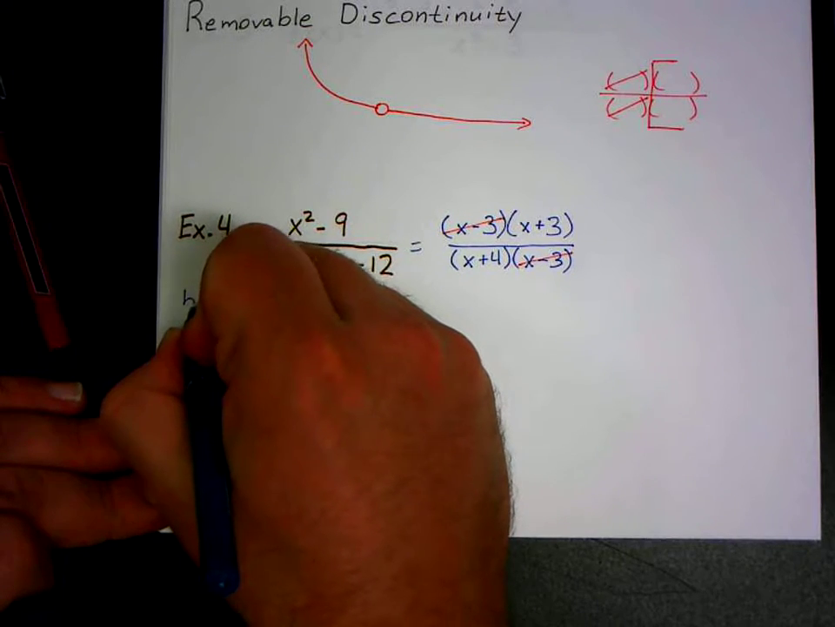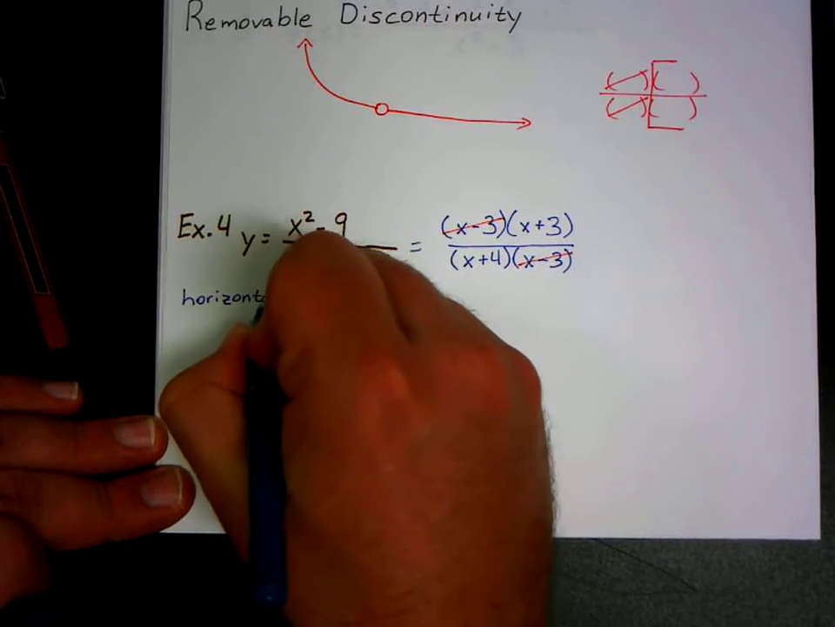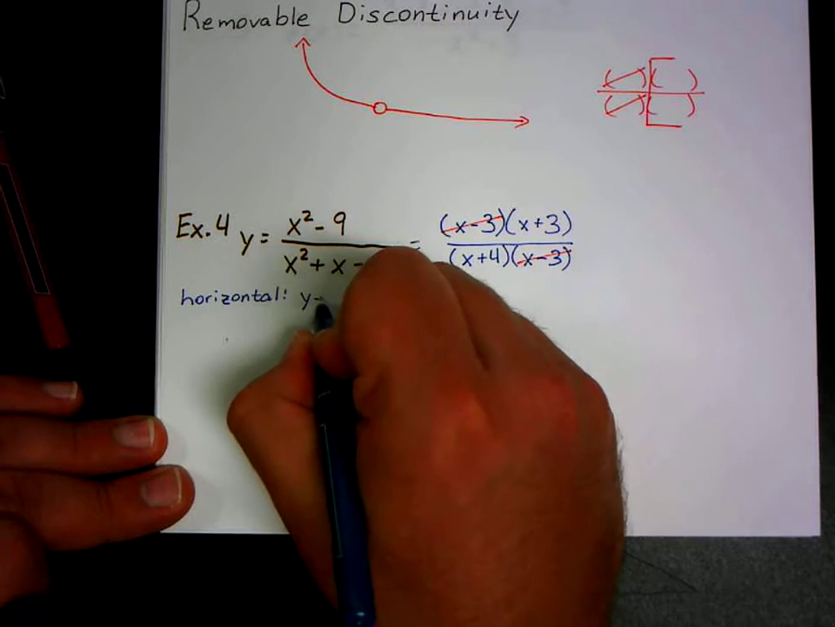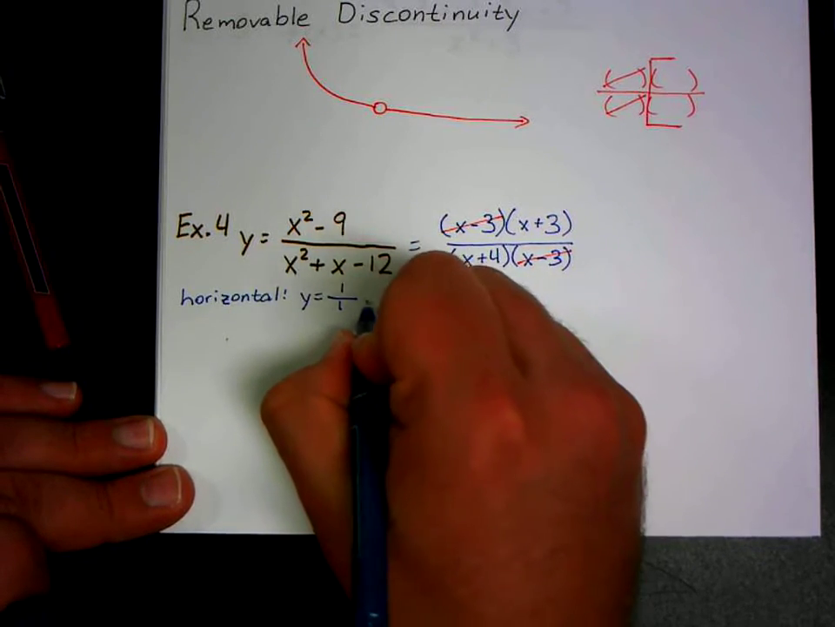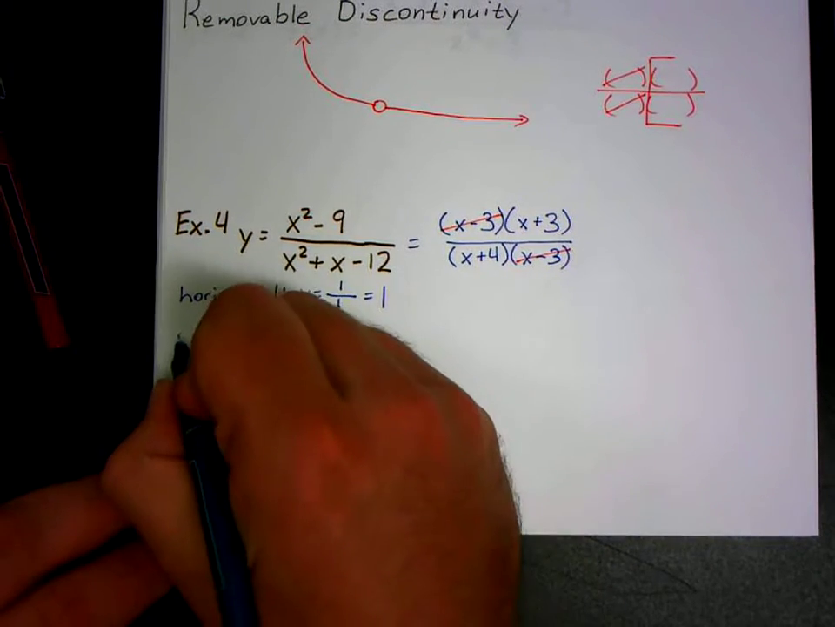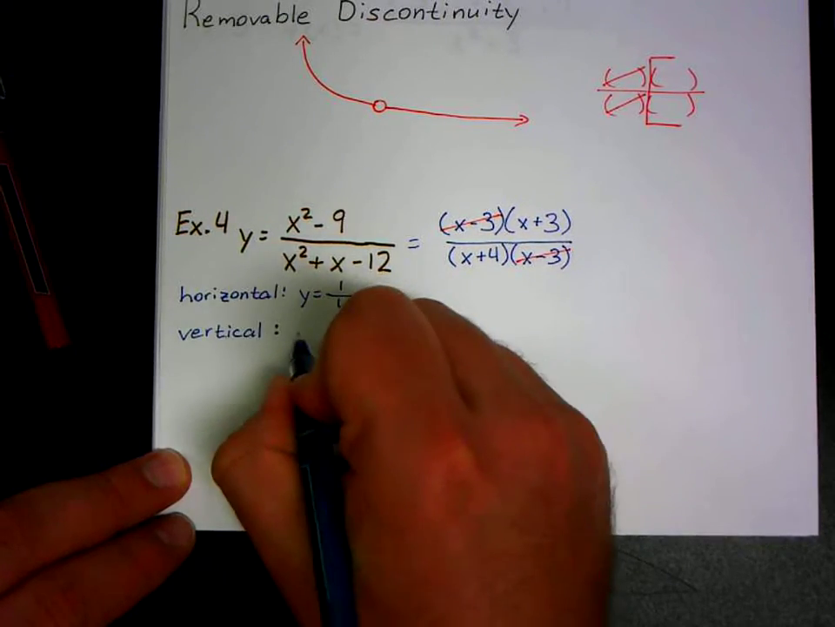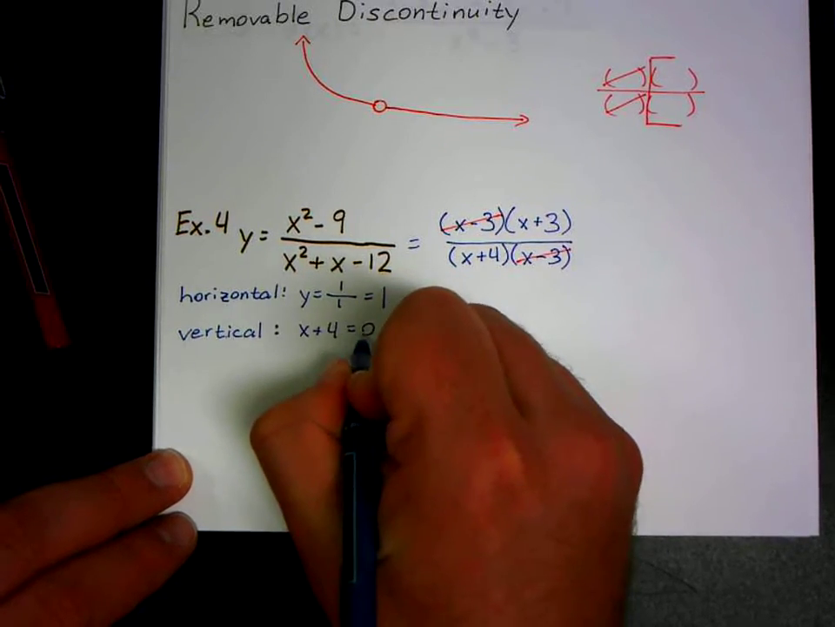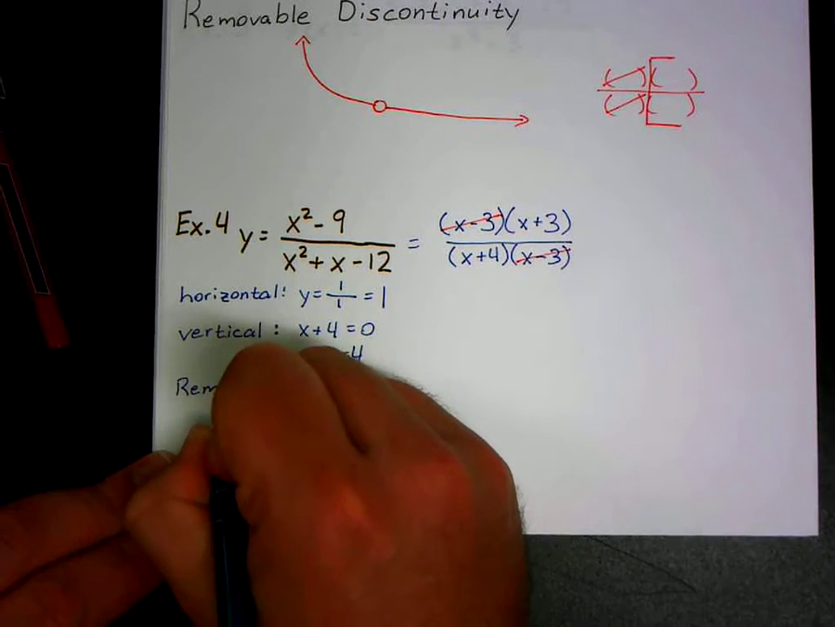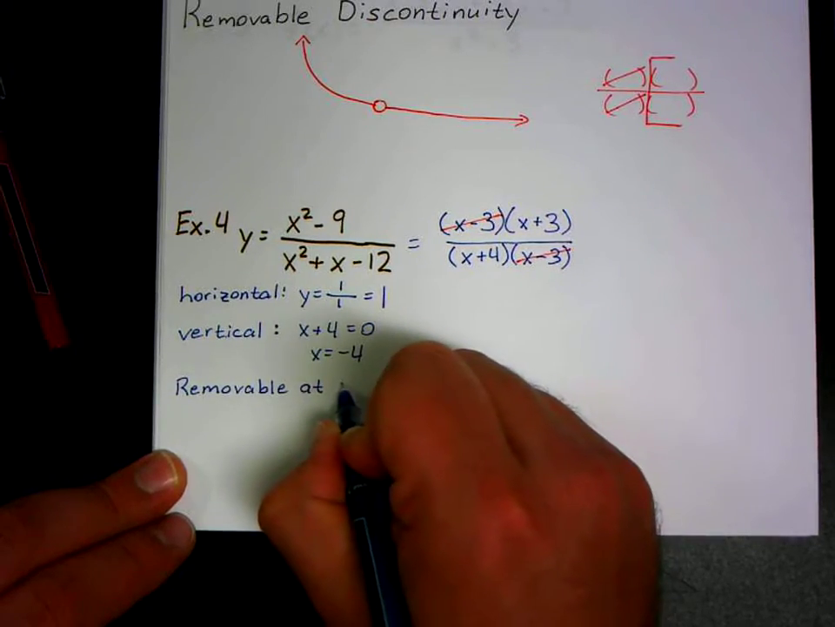So now, whenever I'm finding my asymptotes, horizontal is at 1. Vertical is going to be at -4. And I have a removable now at 3.